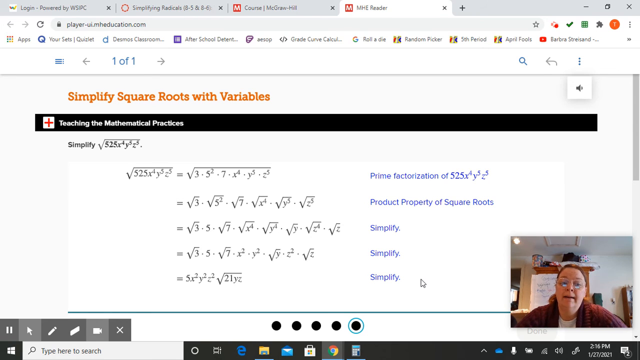So you could also, if you liked the way that I had done this before, you wouldn't go all the way to 3, 5 squared, 7. You would stay at 25 and 21. And square root of 25 is 5, which brings that out right away.